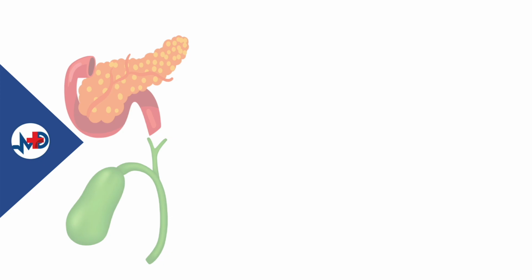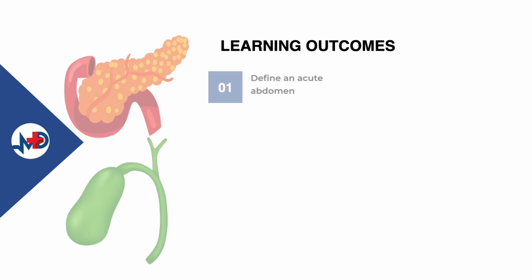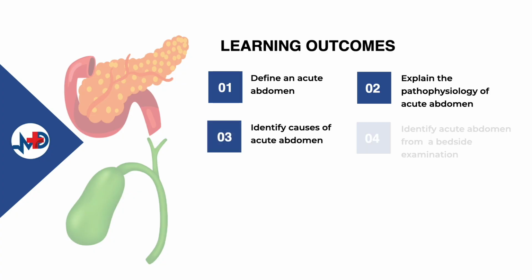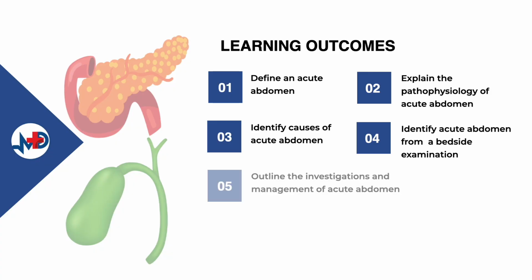By the end of this topic, you should be able to define an acute abdomen, explain the pathophysiology of an acute abdomen, identify common causes of acute abdomen, identify acute abdomen from a bedside examination, and outline the investigations and management for an acute abdomen. Let's get started where we left off in Part 1.